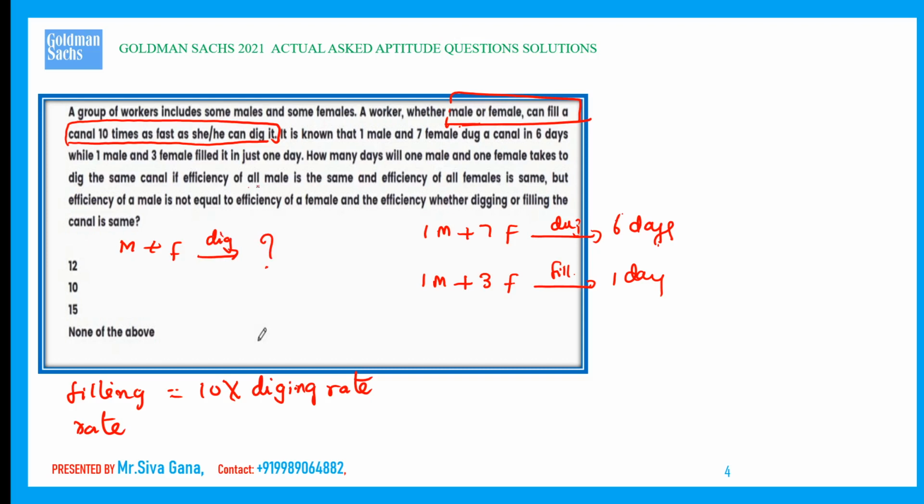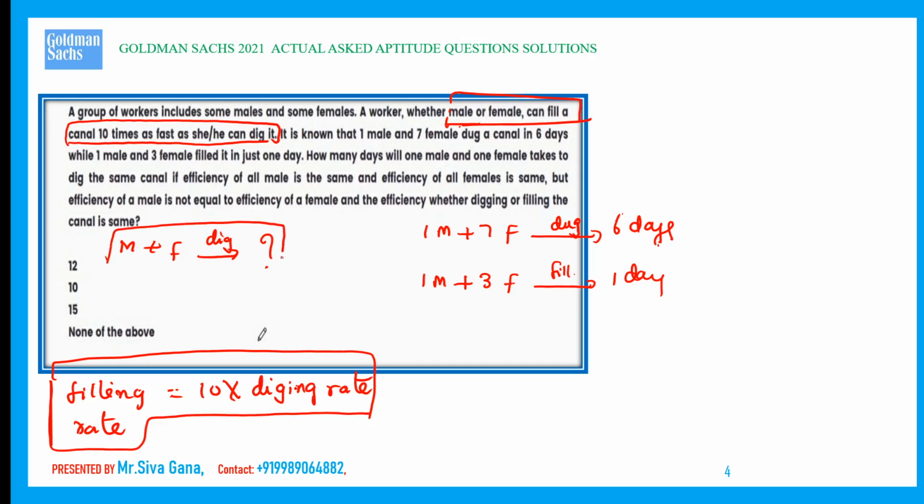The efficiency of all the males is the same and the efficiency of all the females is the same, but the efficiency of a male is not equal to the efficiency of a female, whether digging or filling. Now keep it in mind students, here both digging and filling should be considered. The important clue is this one. From this we can change the capacity of filling into the capacity of digging. Now he is finally asking about digging.